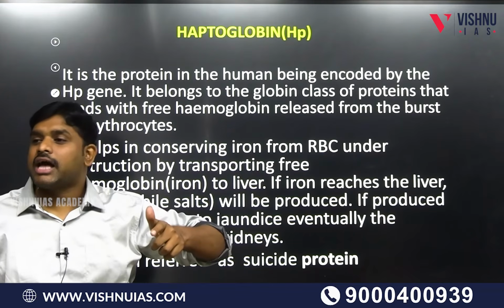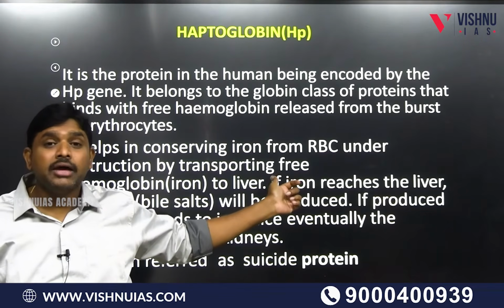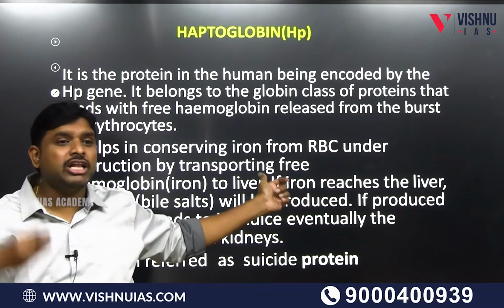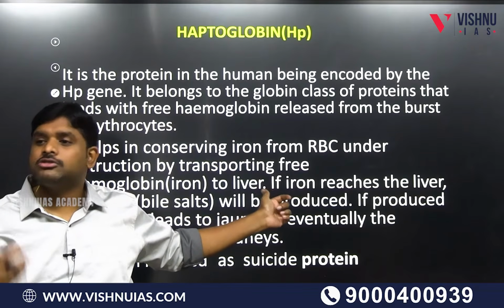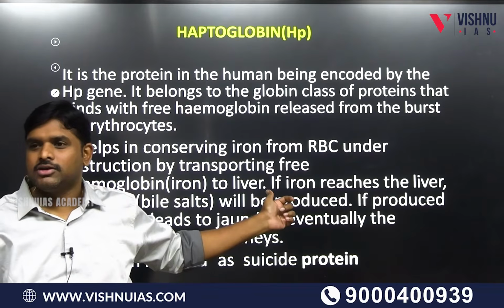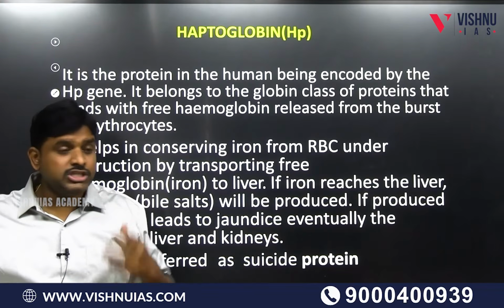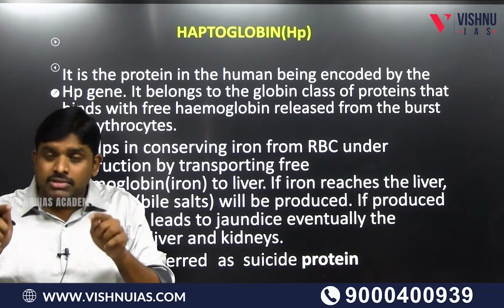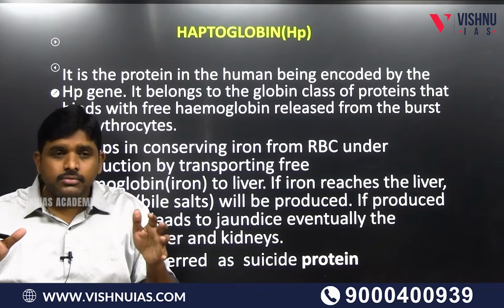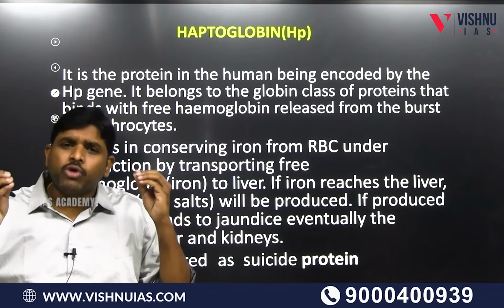If not, this iron will go into the kidneys, where it will produce what? Bile salts, which results in what? Jaundice. So, jaundice is very dangerous. So, in order to stop this iron, which is very costly, see, same thing, sometimes I am telling you, you are very, very important.